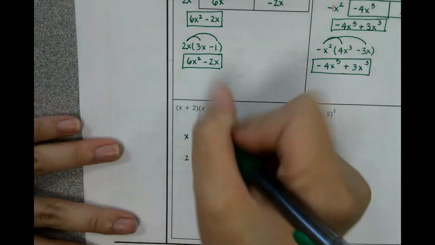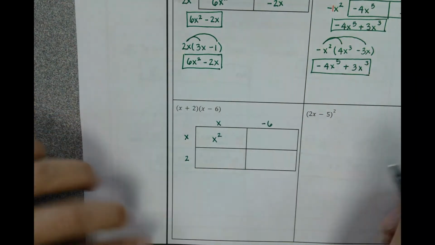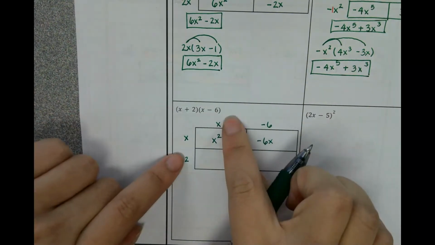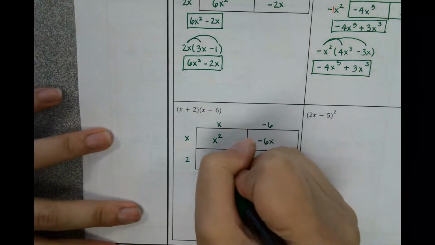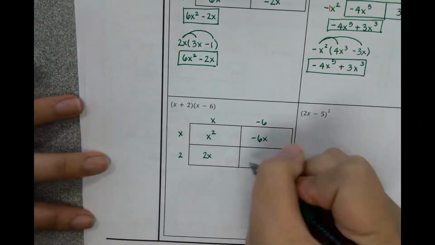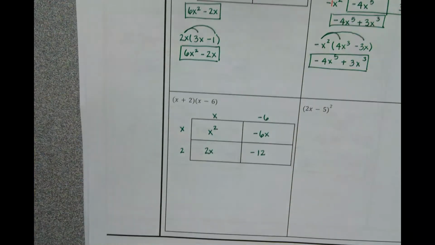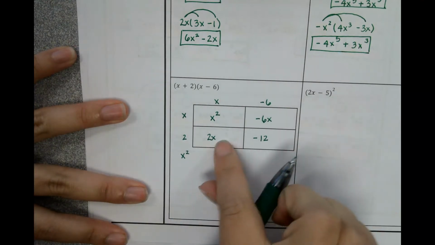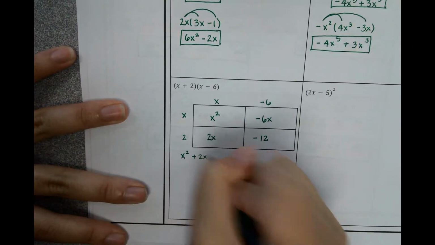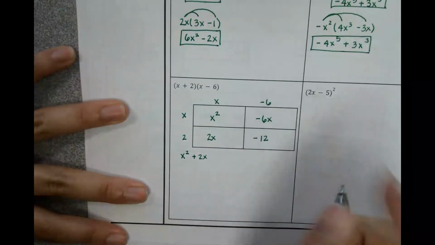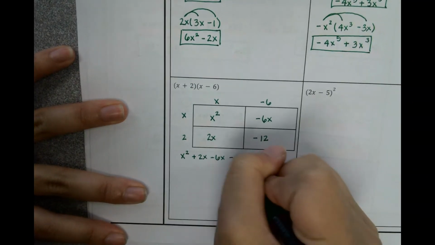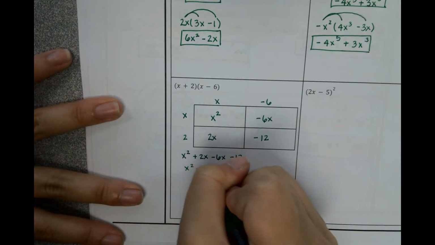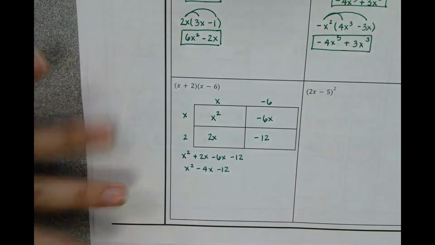X times x gives me x squared. X times negative 6 gives me a negative 6x. Okay, 2 times x here gives me 2x. And 2 times negative 6 here gives me a negative 12. Okay. Then I'm going to rewrite it. So I'm going to start with x squared. Then on my x to the power of 1, so plus 2x. Plus, because this is positive. Okay, minus 6x minus 12. Then, when I combine like terms, I get x squared minus 4x minus 12.